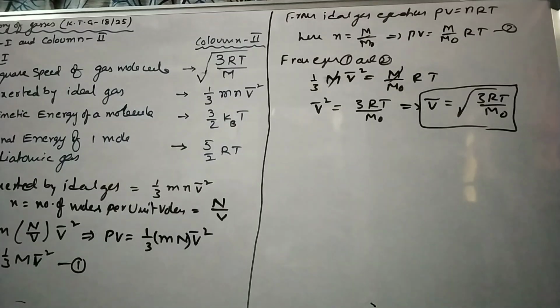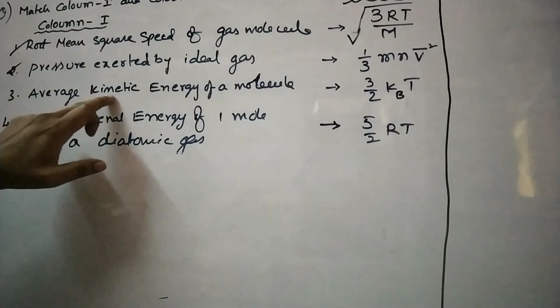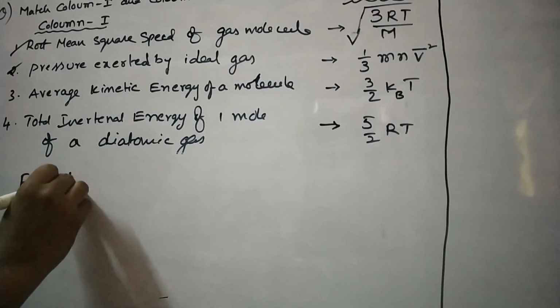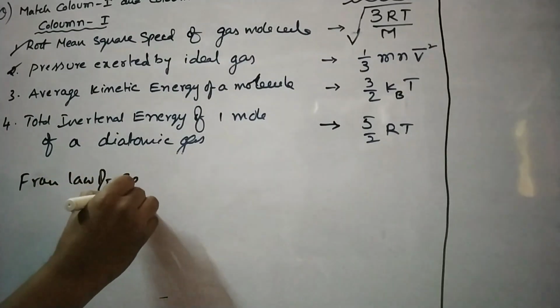The third one, average kinetic energy of a molecule, can be obtained from the law of equipartition of energy. That means from the law of equipartition of energy.